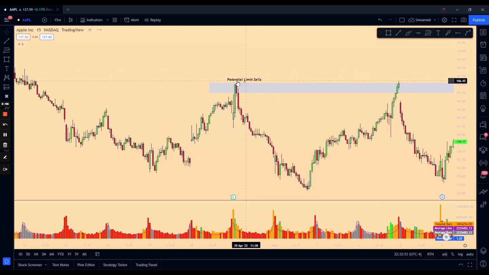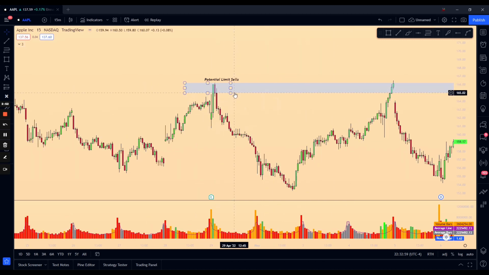And then what does this create? It creates a double top at this 166 level. So what this really is telling us is that there's sell orders that have yet to be filled, and then once it reached that area, it filled and then sends it back down.